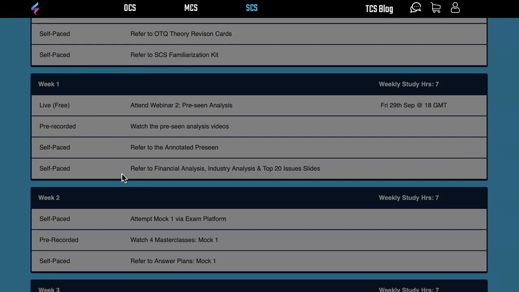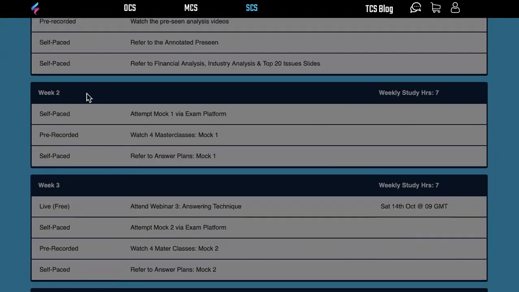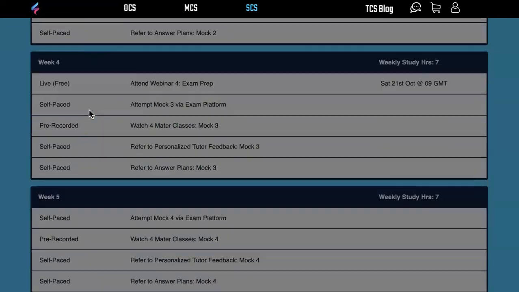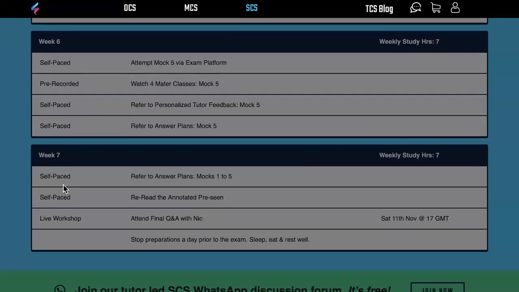And once you are done going through the Preseen and understanding it, from week number 2 onwards, on a weekly basis, you need to sit in one place, allocate 3 hours of your time, and attempt a mock per week. If you do that, by the 6th week, you would be done with attempting all mocks. So the 7th week is a week before the examination.